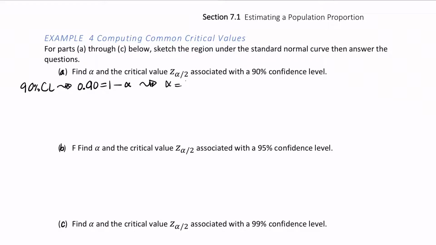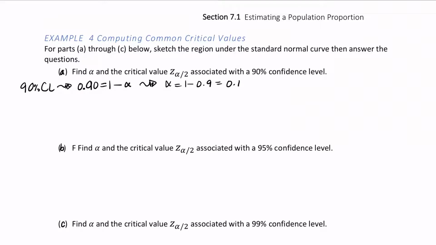With a little algebraic manipulation, we see that alpha equals 1 minus 0.9, and I should add, this 0 is not necessary. I use it since sometimes my decimal points are too light. So I like to have a 0 on the left to remind me that I have a decimal point there. This makes alpha just a tenth. Now that we know alpha, we can find the Z-score, Z alpha over 2.